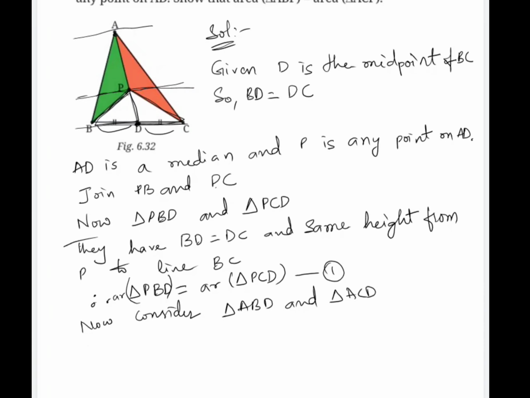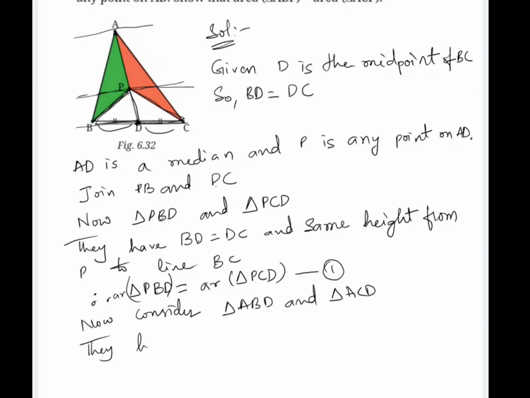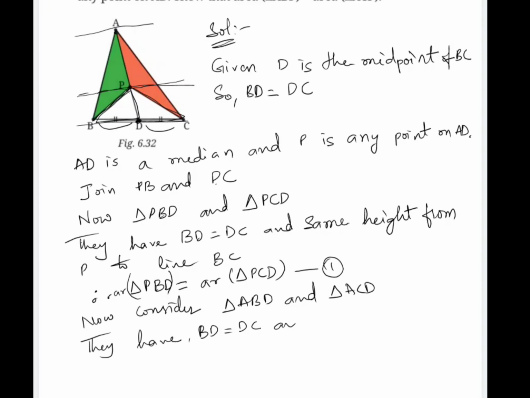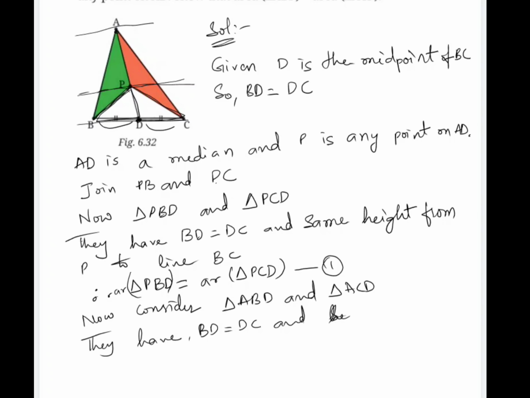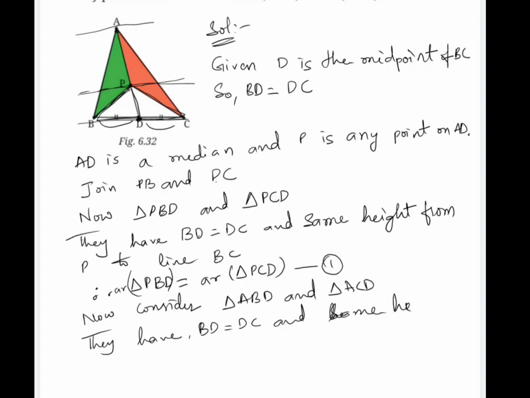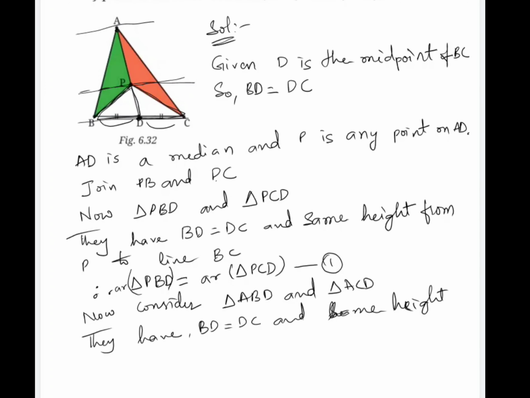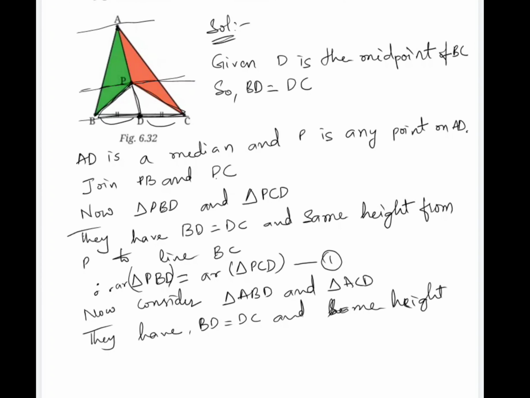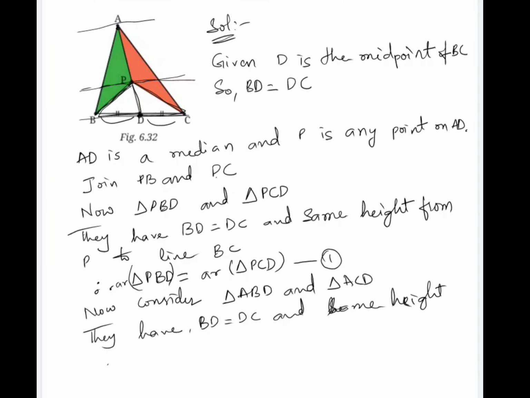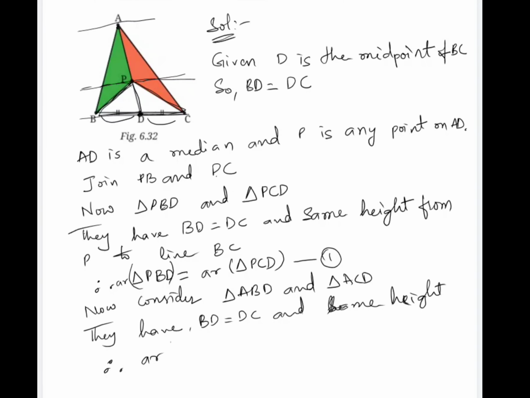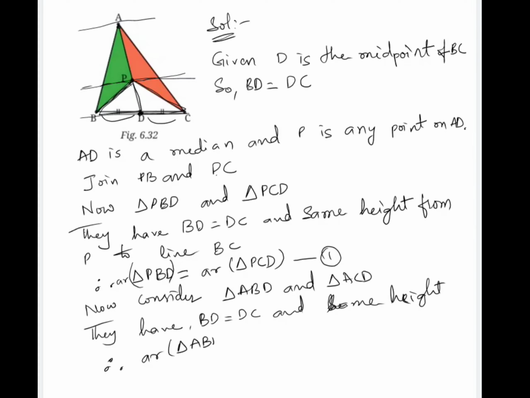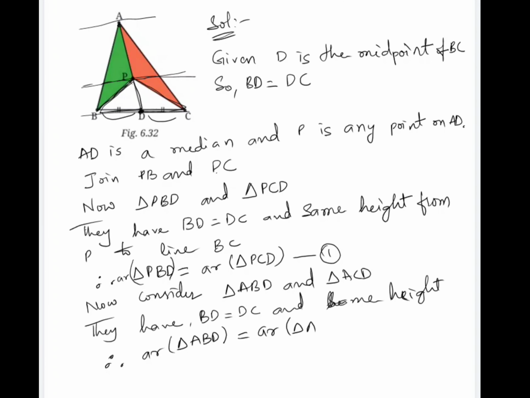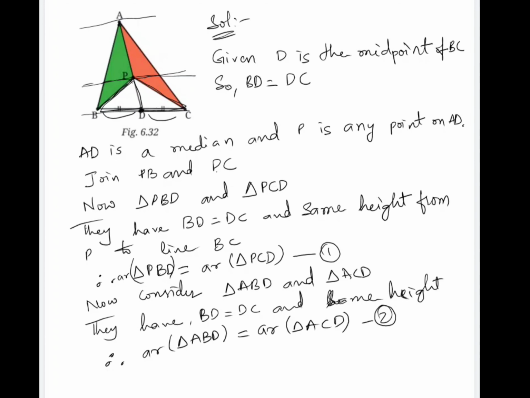So they have BD is equal to DC and same height. Height you already know from A to BC. Okay. So if they are having the same base and same height, we can say that they are equal. So therefore, area of triangle ABD is equal to area of triangle ACD. This will be our second equation.